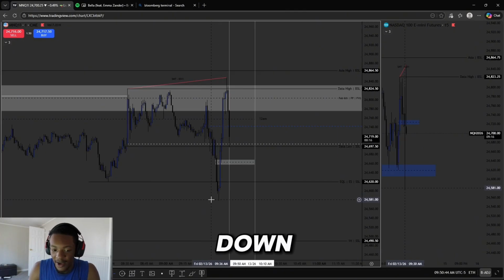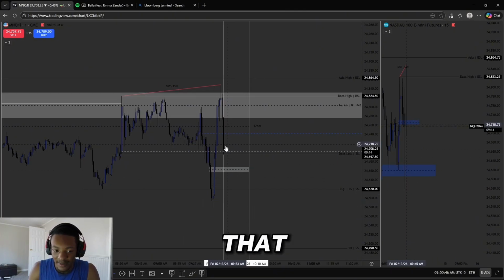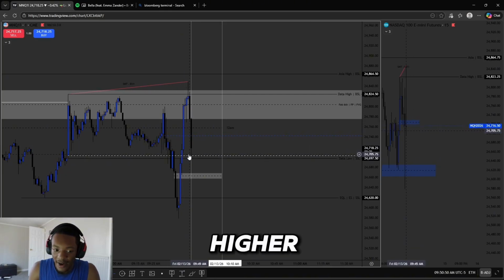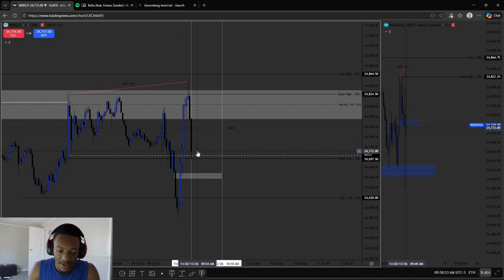Unless we start getting down below here, then retrace with something like that. But taking shorts from right here can go both ways. I think we're going to go higher from this gap here to go grab this here.